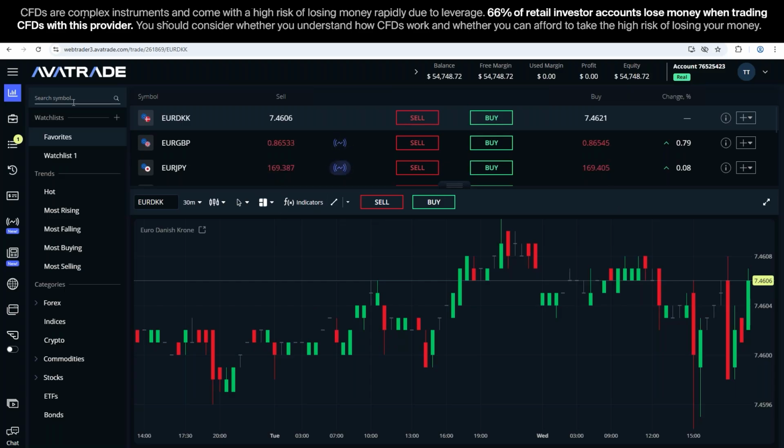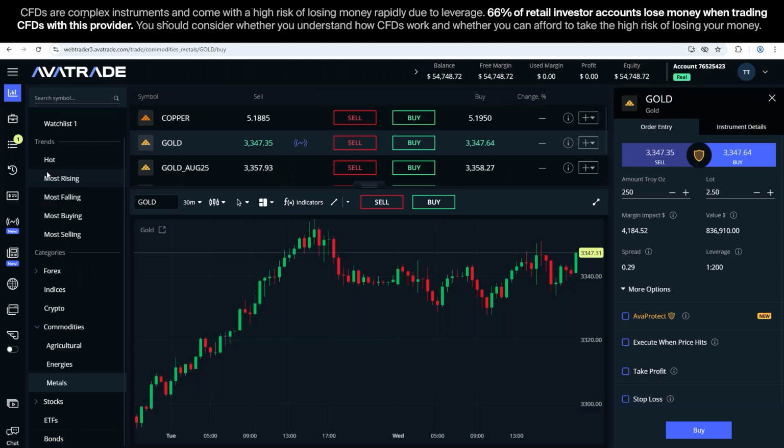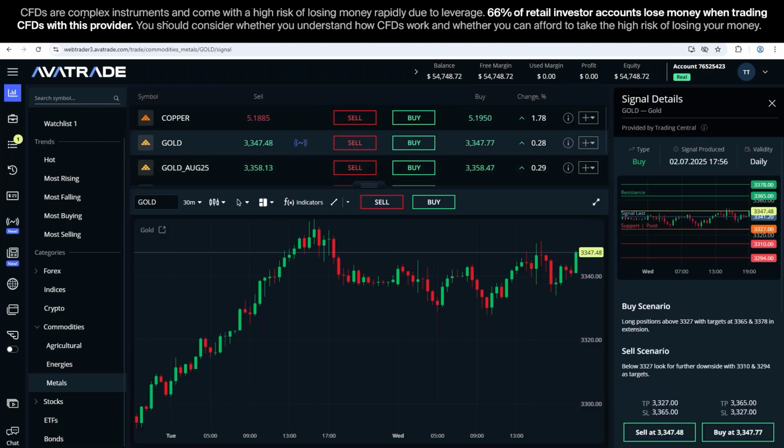Now, how about something like gold? It's interesting to see maybe what it's doing today. It wouldn't surprise me to see a buy signal on gold right now. We'll see what it is. We'll take a look at the signal. Yeah, it's a buy signal. And why would I say that?